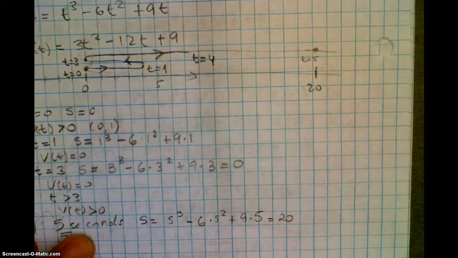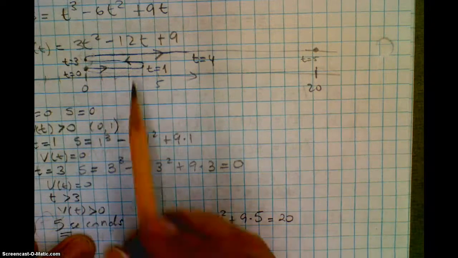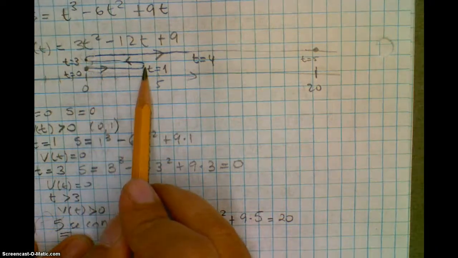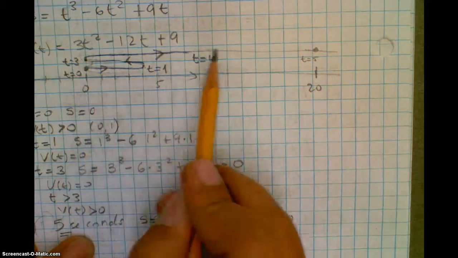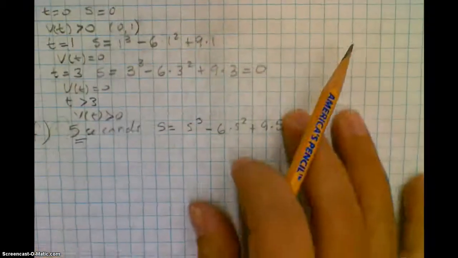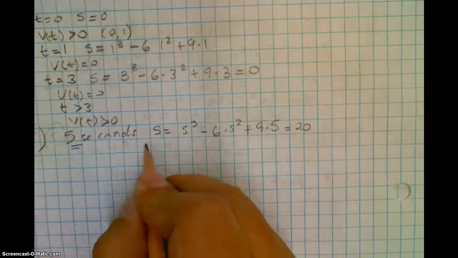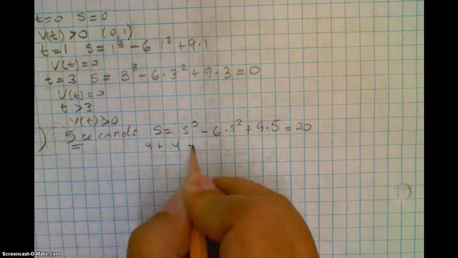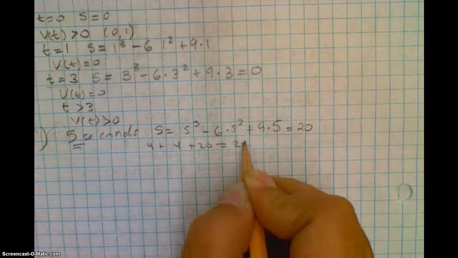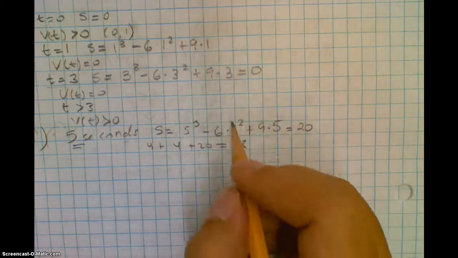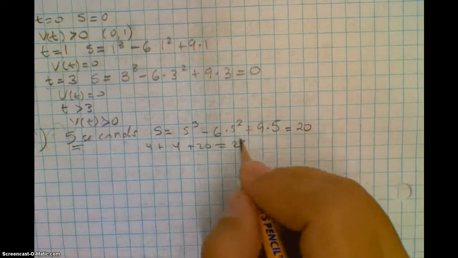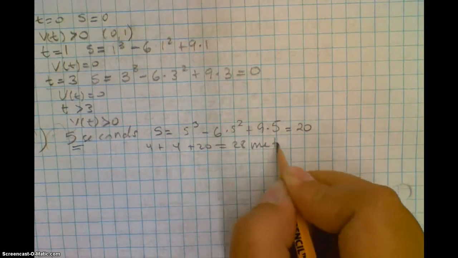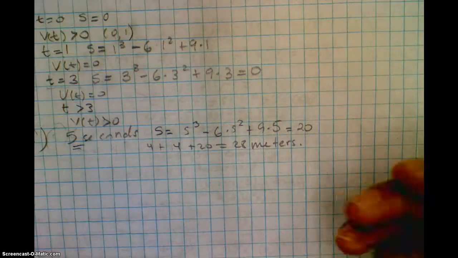So they are asking us for the total distance traveled. So I know that it went 4 units this way, plus 4 units this way, that will be 8, plus 20 units this way, that will be 28. So I can do 4 plus 4 plus 20, and that gives me 28. Since every unit is worth how much? 1 meter. So I would say that the particle traveled 28 meters.